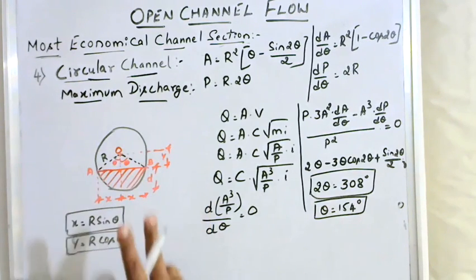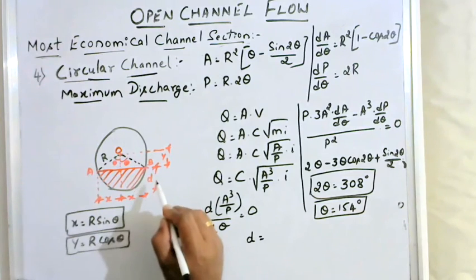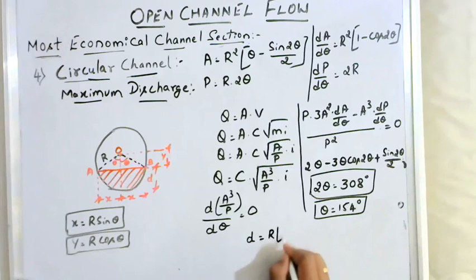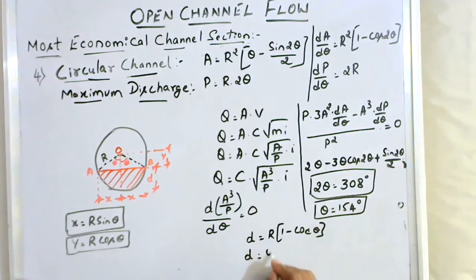One is for maximum velocity, and this one is for maximum discharge. In the same way, D is equal to R minus Y, where Y is R cos theta, that is R into (1 minus cos theta). If you take R as D by 2, you replace R by D by 2 and substitute theta as 154 degree. It works out to be 0.95 times the diameter. So depth of flow is equal to 0.95 times the diameter of the channel.